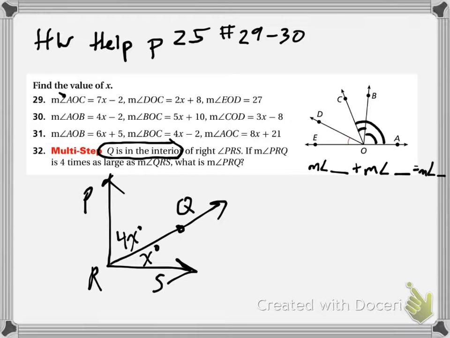Alright, so now we know that we can use the angle addition postulate again here. You should be so used to that now that it just rolls off the tongue. It's the measure of angle PRQ plus the measure of angle QRS is equal to the measure of angle, what? The whole thing, the whole right angle, PRS.